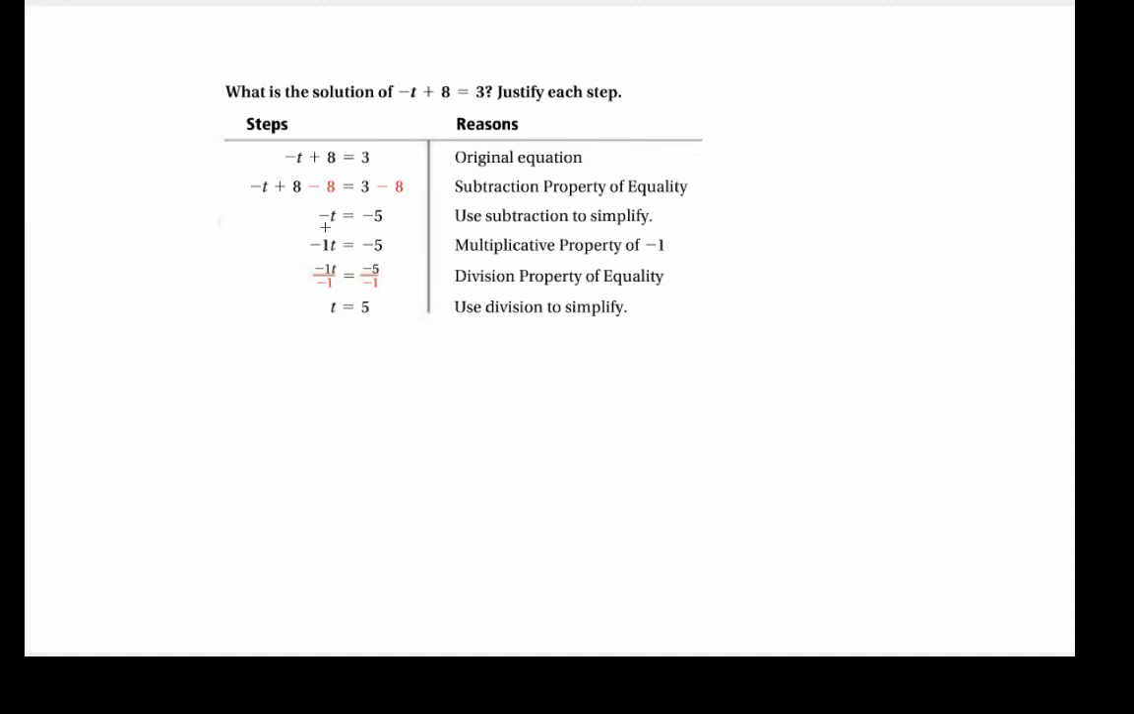The next equation, I just take negative t and rewrite it as negative 1t equals negative 5 by the multiplicative property of negative 1. Sometimes when we get this negative t here, we're not sure what to do, but we just need to remember that negative t is the same as negative 1t. We don't want negative 1 in front of t, we want 1. So we have to then divide through by negative 1 by the division property of equality, which gives us a final result of t equals 5. The variable t is isolated, it has a coefficient of 1, it is solved. And that last step, the justification of the reasoning, is we use division to simplify.